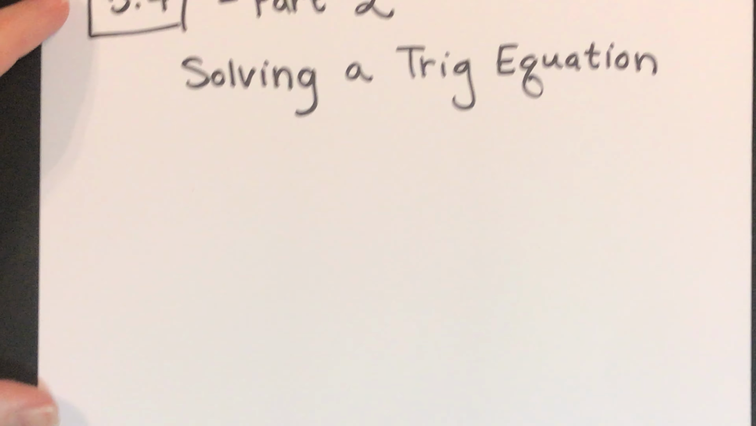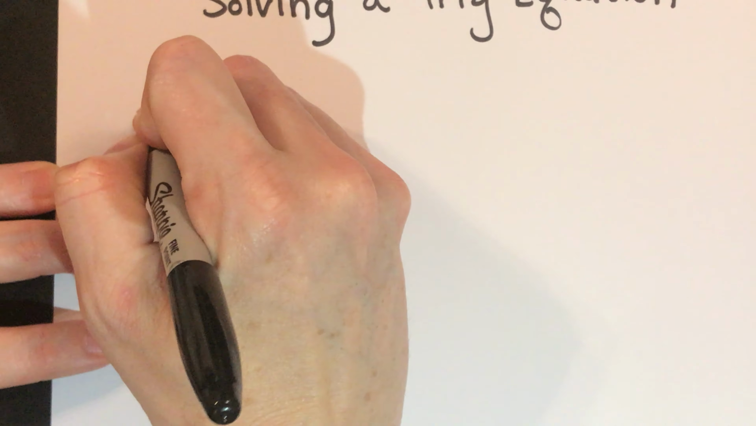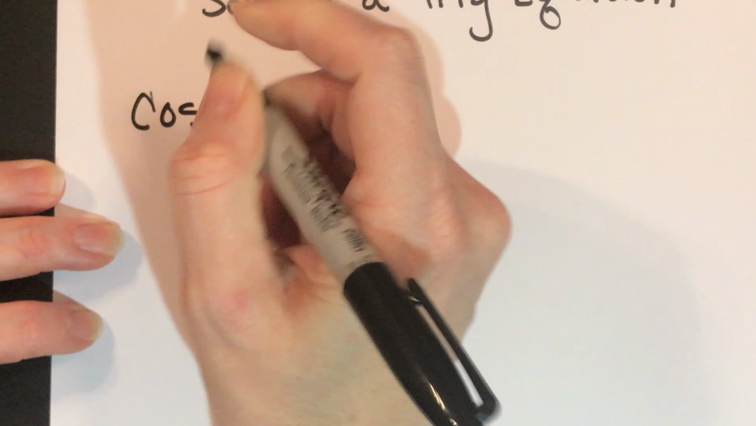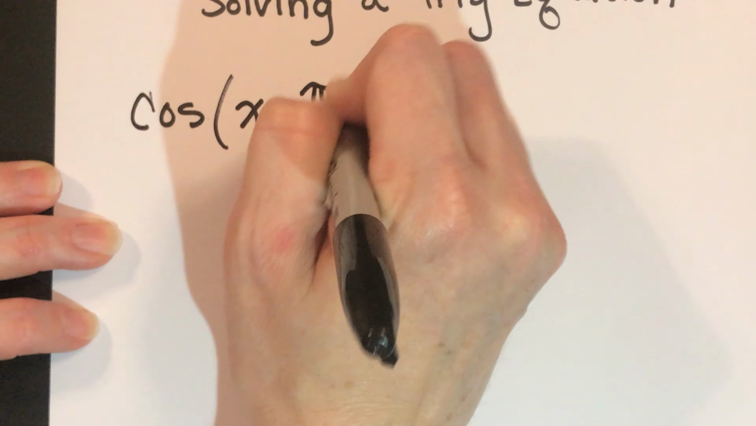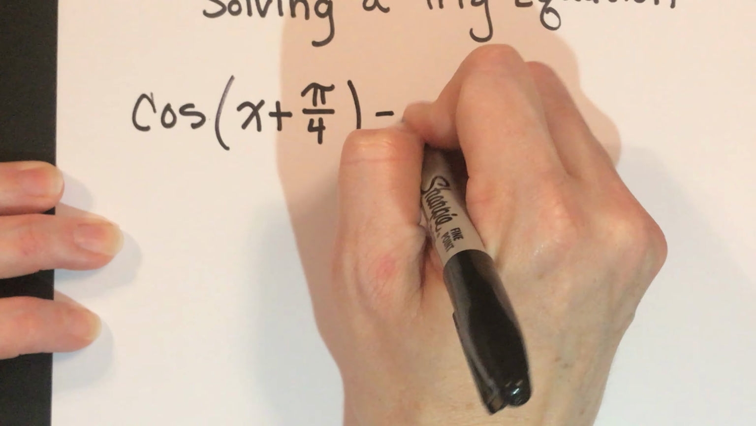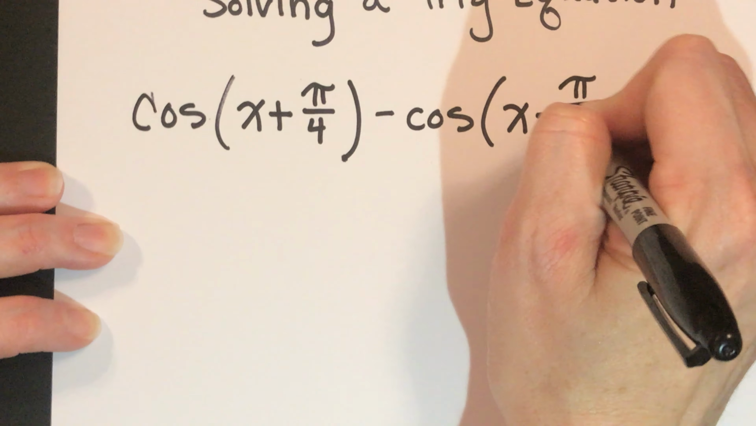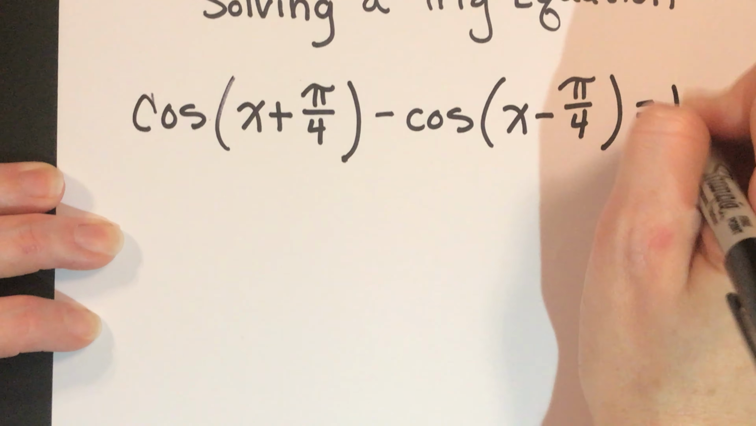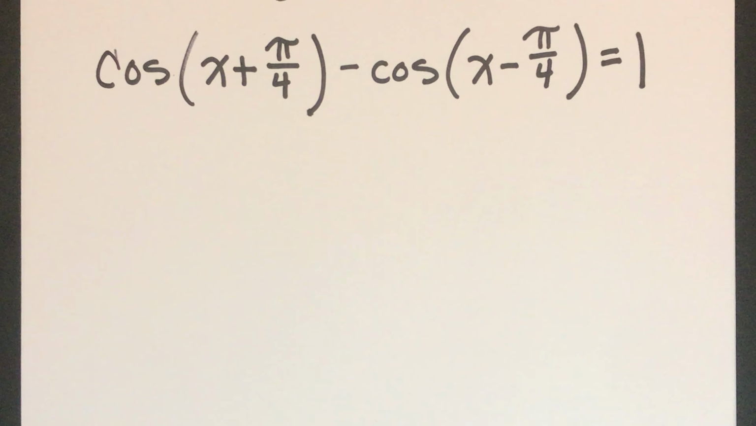Okay, I'm just going to work one. I think that should be enough. So, okay, if we have cosine of x plus pi over 4 minus cosine of x minus pi over 4 equals 1, we want to solve this equation.